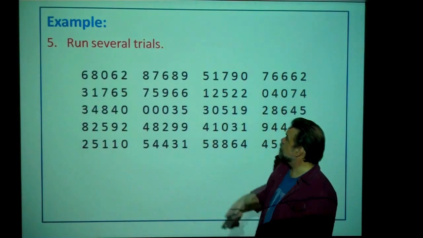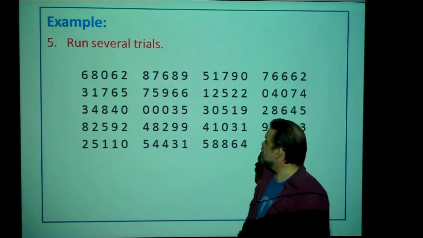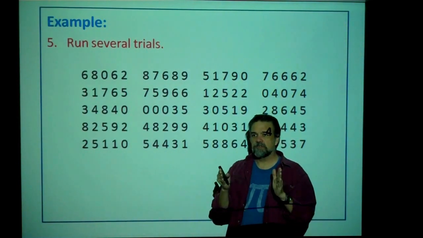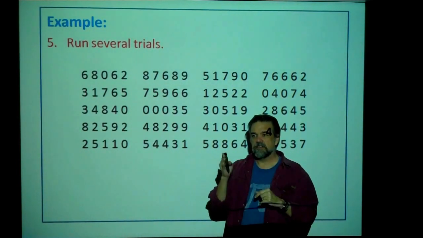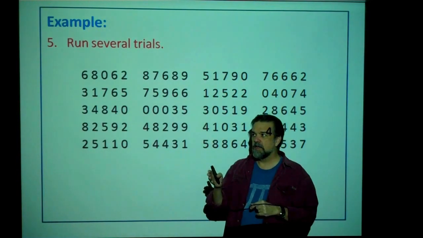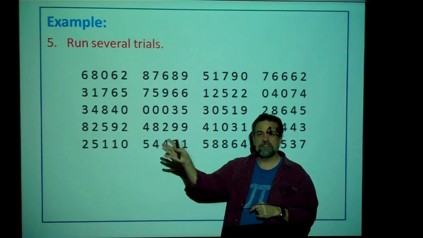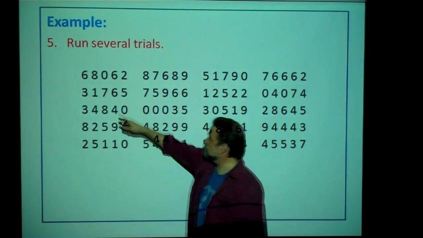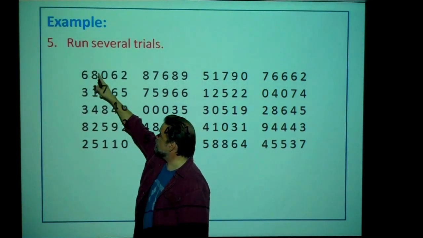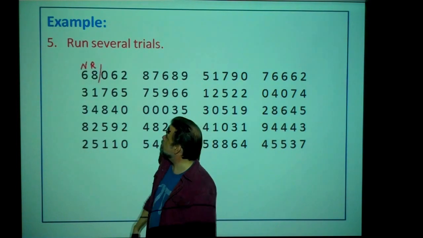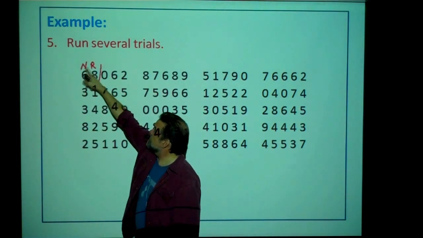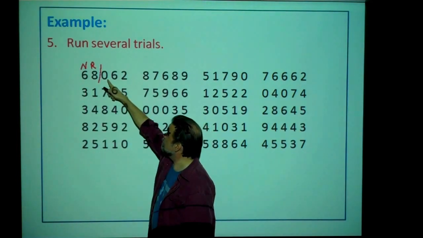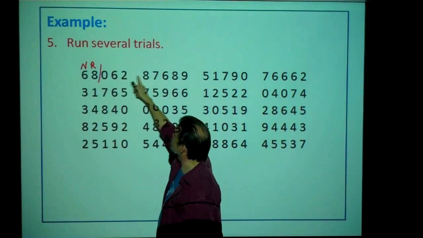Okay, let's run a whole bunch of trials. Here's a random number table. What did I say? I said that 1 through 6 was going to be non-raspberry. I said that 7 and 8 would be raspberry. And I said that 9 and 0, I'm ignoring. So, just start right over here. Non-raspberry, raspberry. It took me 2 times. So let me label that N and R, and then I'll say there's 1 trial. And then ignore, non-raspberry, non-raspberry, raspberry.